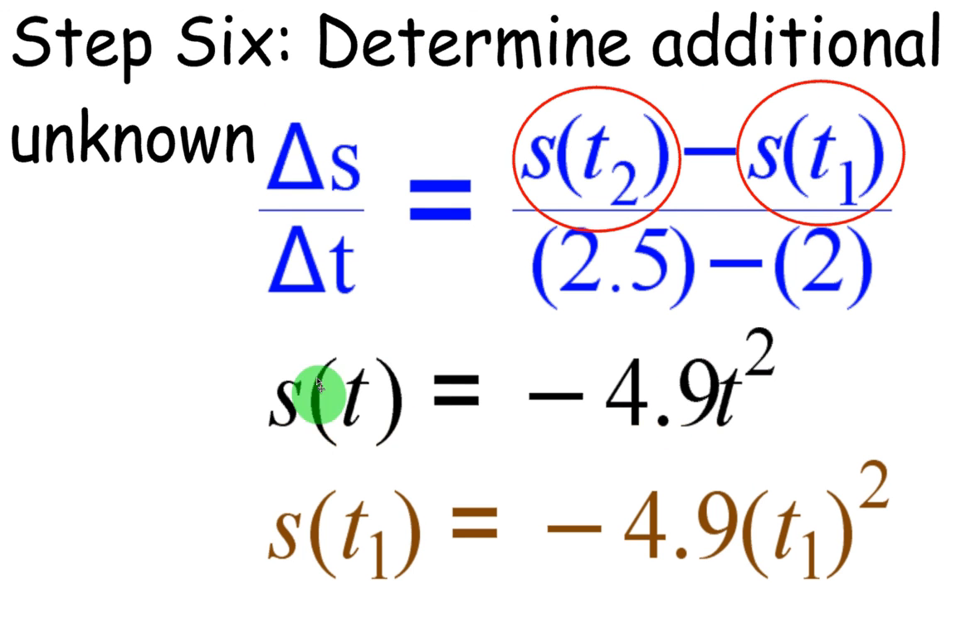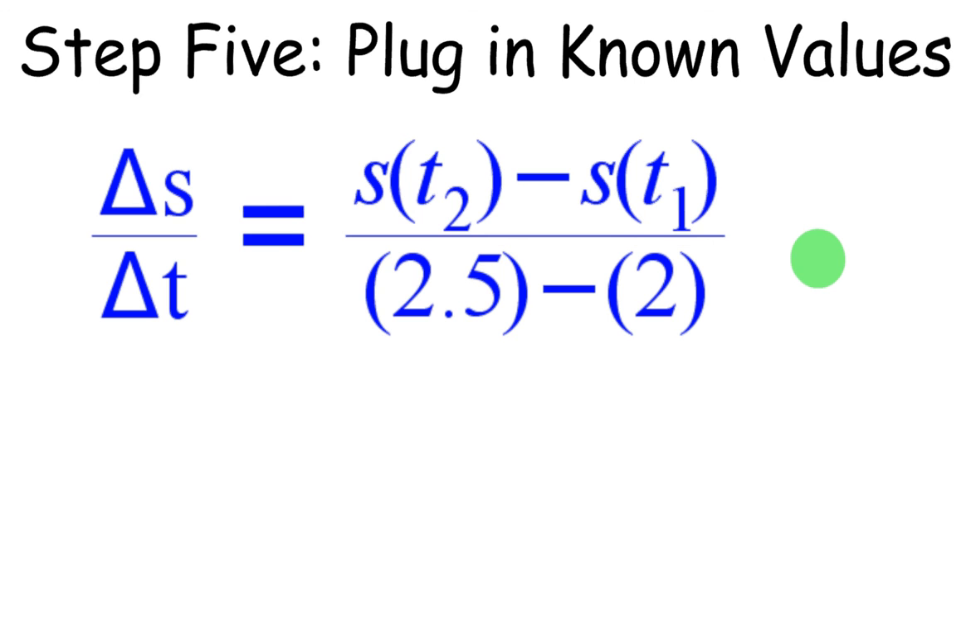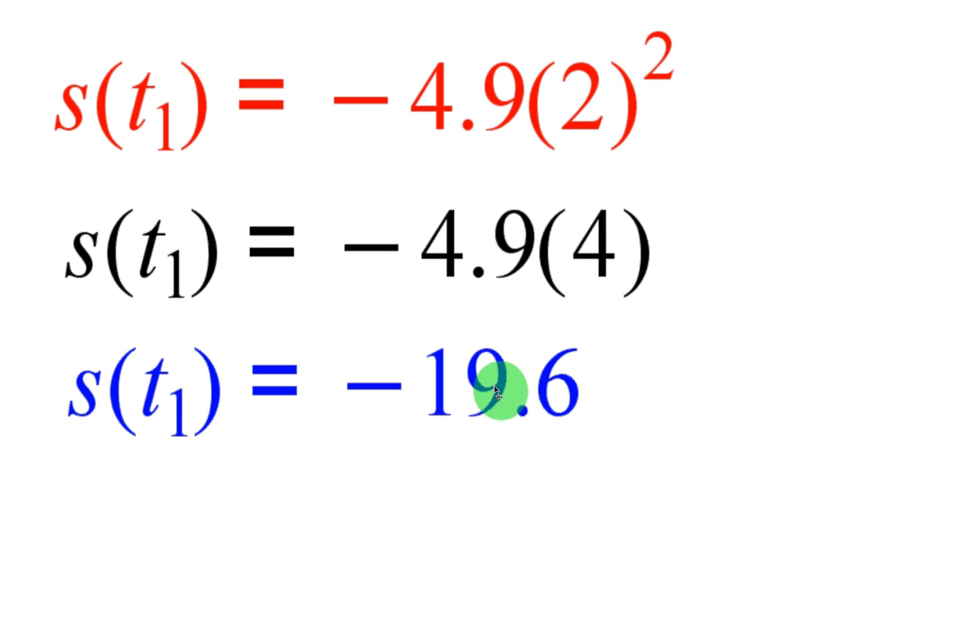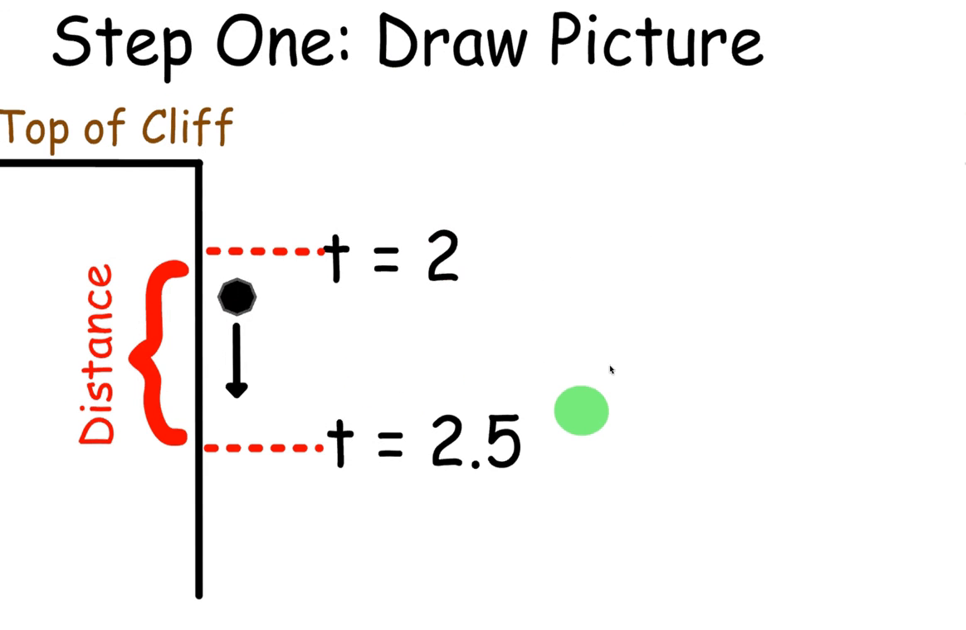We can do that because we were given an equation for position. So we can just plug in our value for t1 and figure out what s of t1 is and do the same thing for t2. All right, so when we plug in t1, 2, we do some math and we get negative 19.6, which means that rock has fallen 19.6 feet after 2 seconds. So this distance right here would be 19.6.